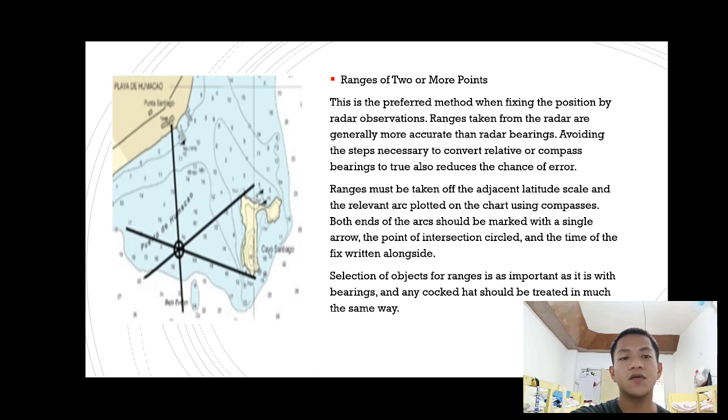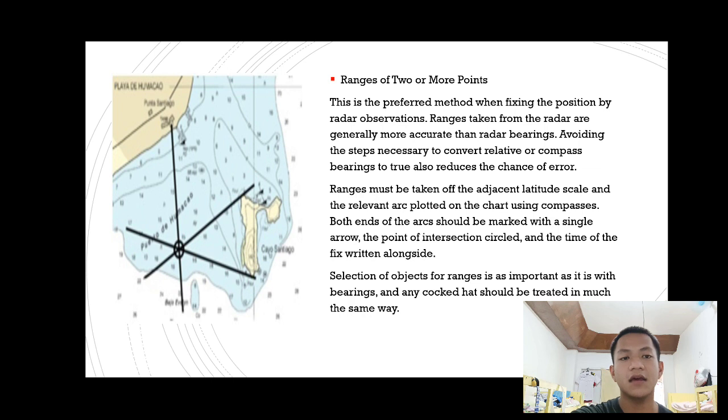Ranges of two or more points. This is the preferred method when fixing the position by radar observation. Ranges taken from the radar are generally more accurate than radar bearings. Avoiding the steps necessary to convert relative or compass bearing to true also reduces the chance of error.